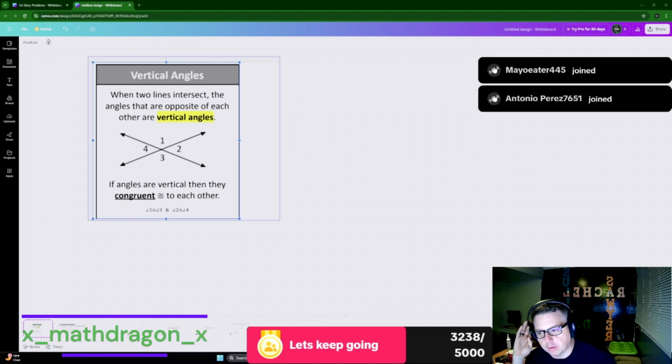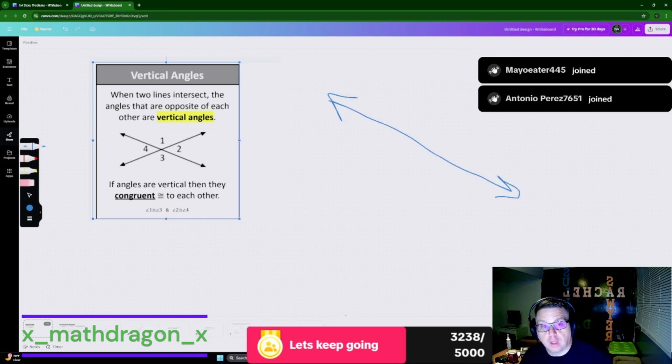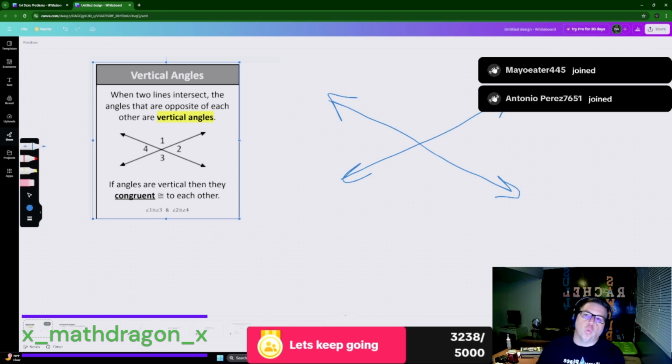Today we're going to talk about special angles that are made through a couple different scenarios, but most of them are going to involve intersecting lines, okay? So what we have here is two lines, and only two lines. There's only a maximum of two lines when this happens. And with these two lines, there's a special thing that happens.